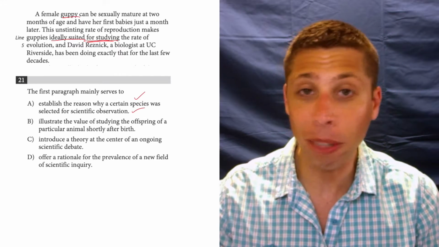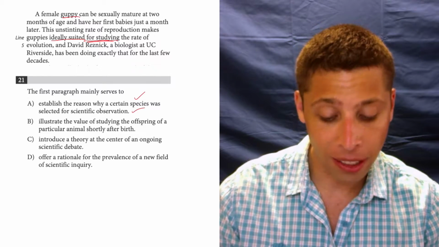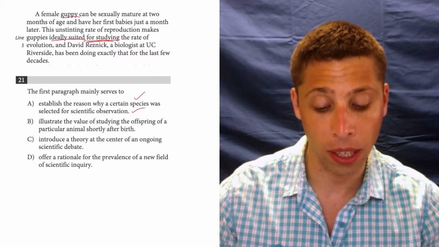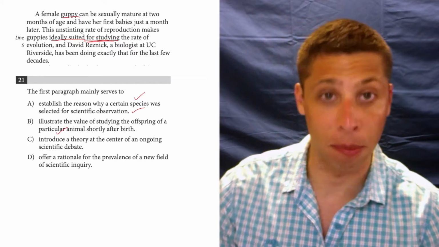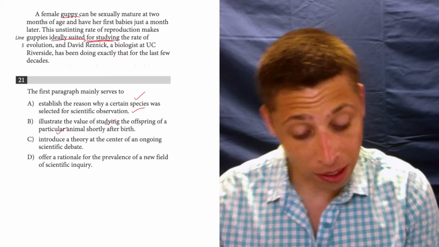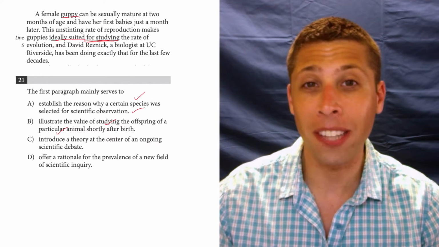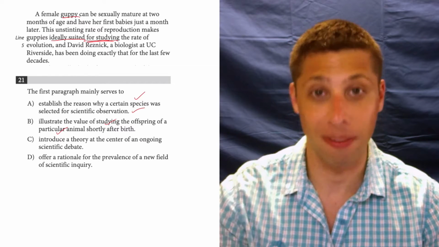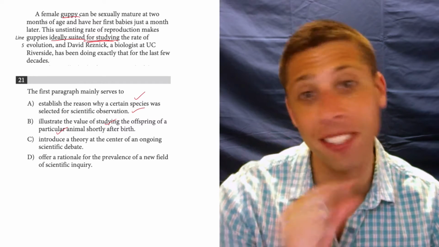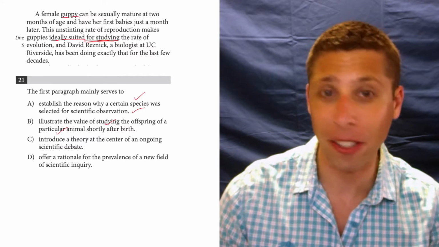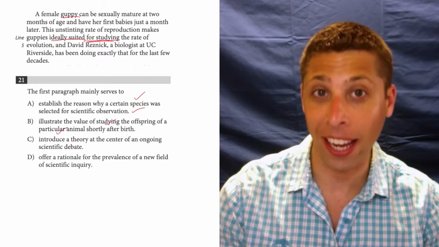Now, before we pick it, we still have to read everything else. And when we do, choice B actually seems kind of similar. Illustrate the value of studying the offspring of a particular animal shortly after birth. Well, it's still about a particular animal, guppies, and we're definitely studying it, so that also seems to work. But remember, with process of elimination, our goal is not just to find matching ideas that work, but to find the 10% of a choice that might be wrong, the little bit that doesn't match. Because a lot of times there are lots of matches in all the different choices, and we can't just rely on that. We need to see everything and see if it works.